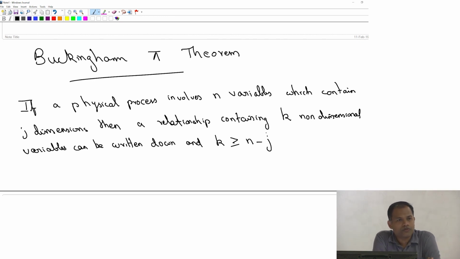Okay. So suppose you have a physical process which contains, let's say, n variables and it involves j dimensions, then you can find a k which is n minus j or greater than n minus j, and you will be able to find k non-dimensional groups and you will be able to write down a relation between them.